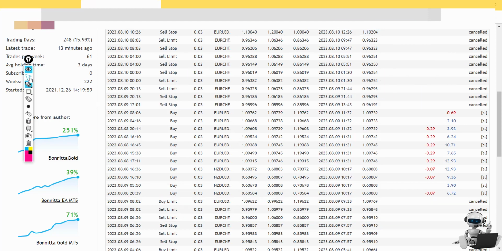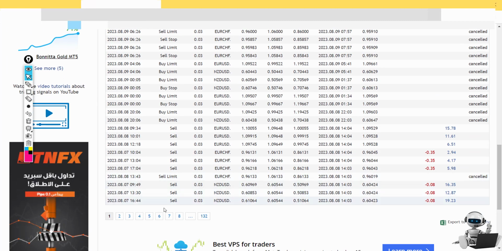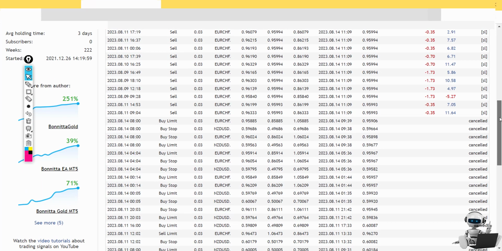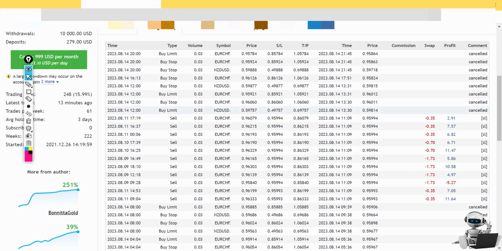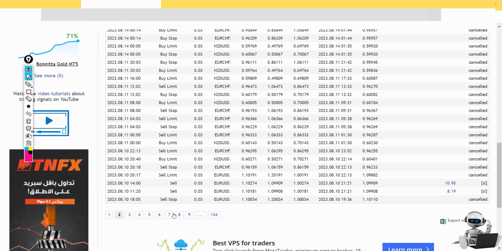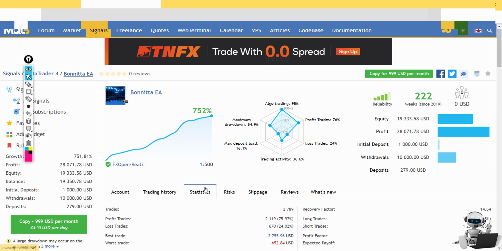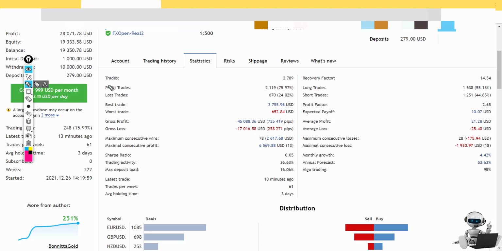So he is using grid for the EA. There's nothing secretive like that. It has to be a bit transparent, but other than that, I think it is working well. At least we have so much data. So this statistic is the accurate statistic.